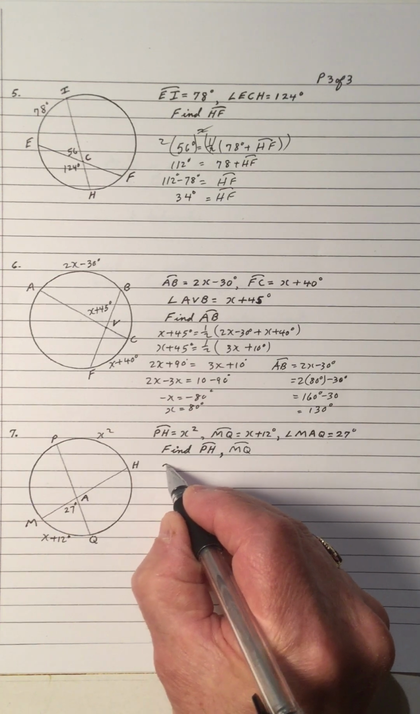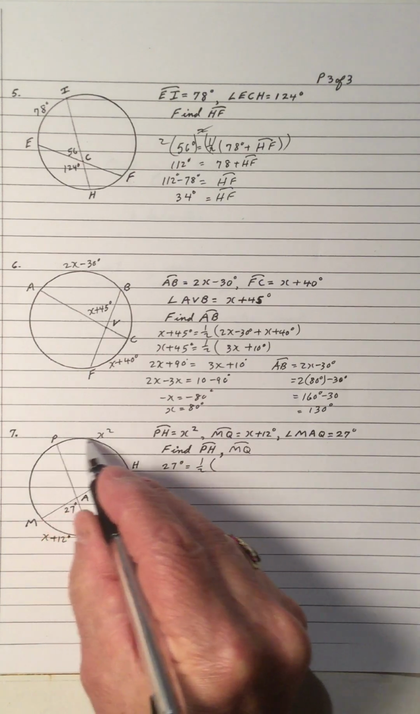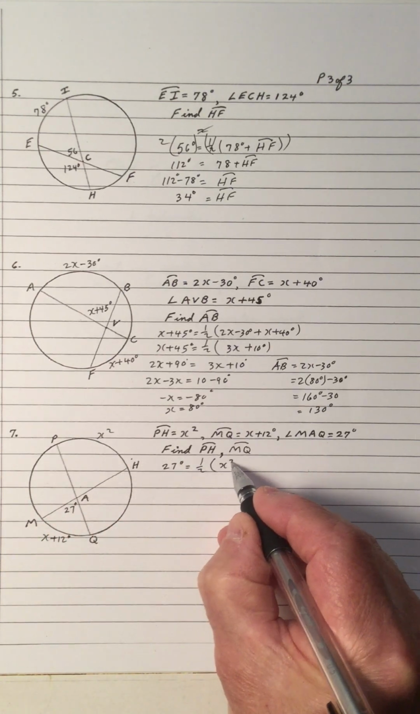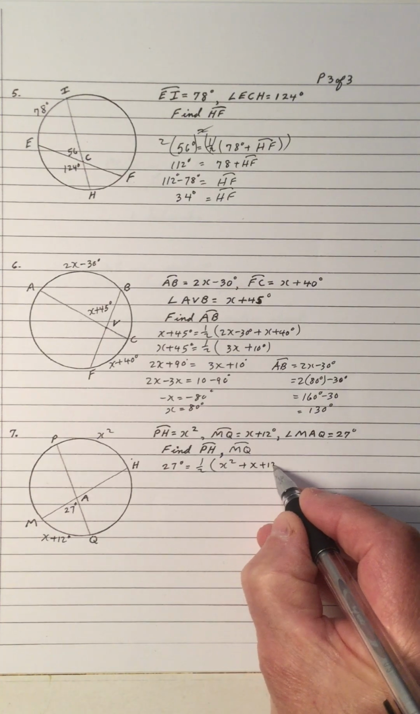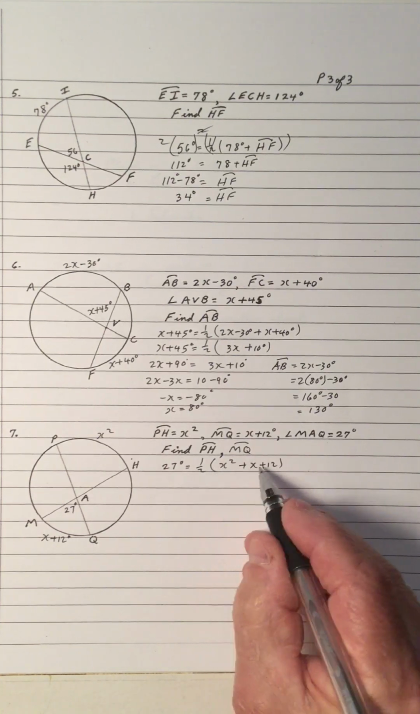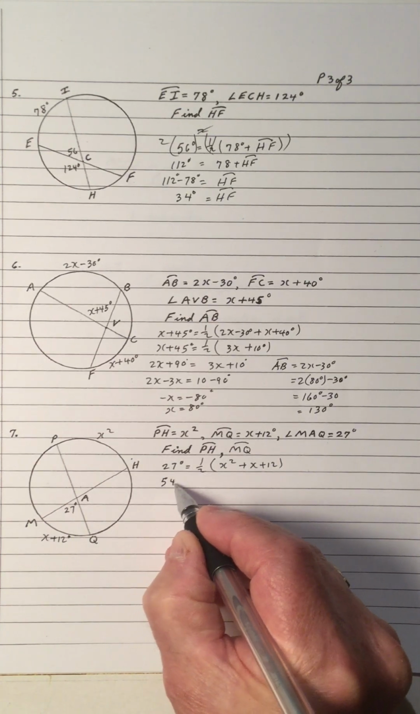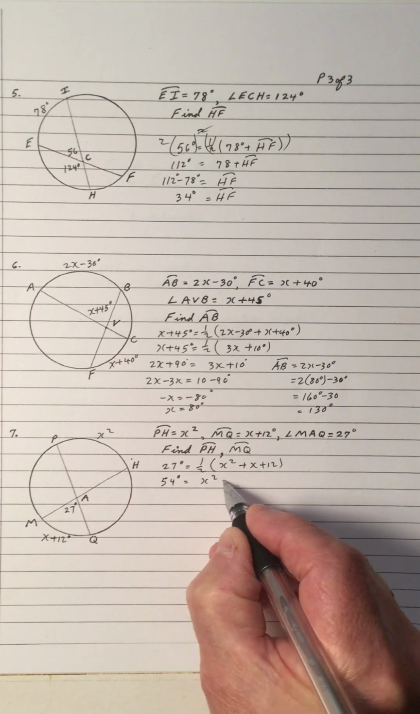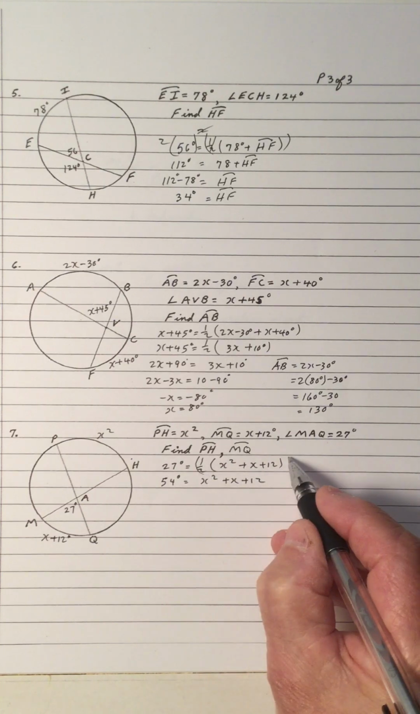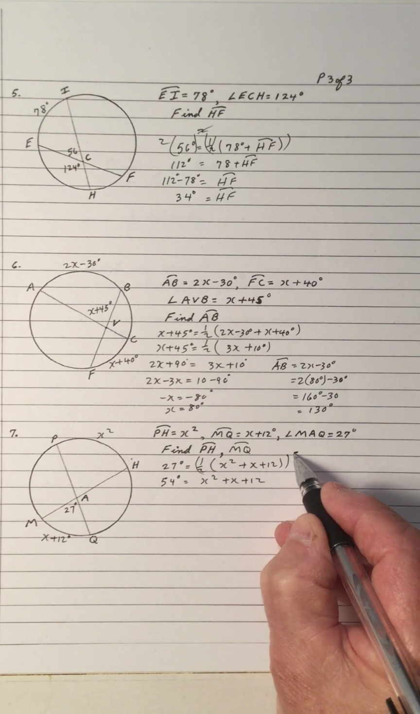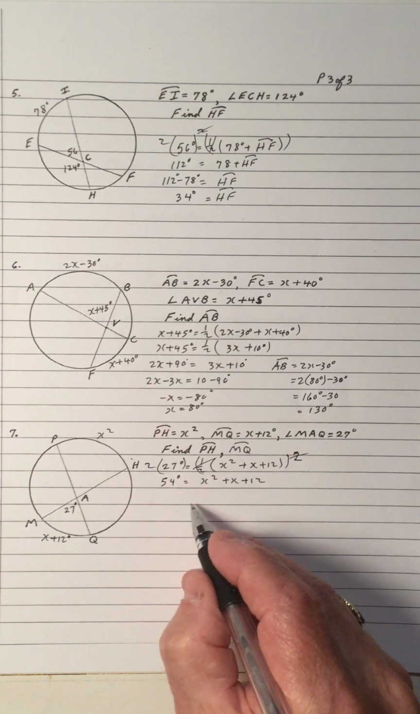So the 27 degrees is half of arc PH, which is x squared, and the arc MQ, which is x plus 12. And this can't be simplified. So we double both sides, so 54 equals x squared plus x plus 12. When you double this side, you multiply it by 2, halves cancel, multiply this one by 2, and you get 54.